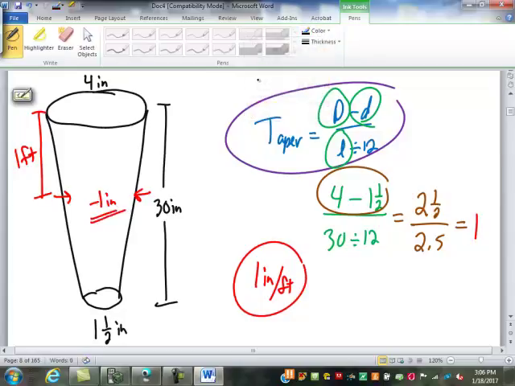Any questions? Now there are all sorts of other formulas that we're going to see.